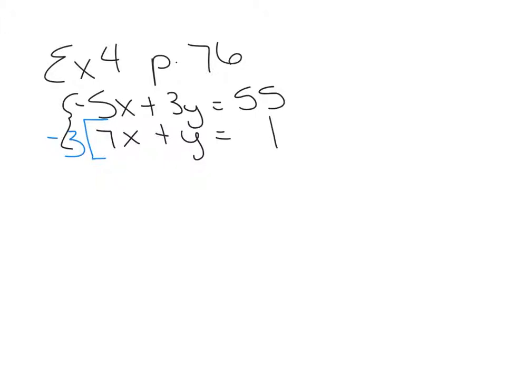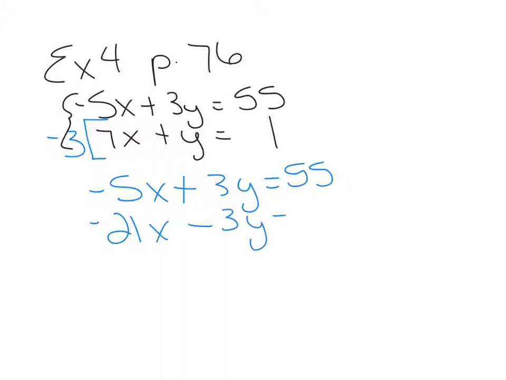So let's just bring down this first equation, negative 5x plus 3y equals 55. The second equation is going to turn into negative 21x minus 3y equals negative 3. Now these y's eliminate. One thing I do want to mention, because I see a lot of mistakes here, when you do this elimination, make sure these signs are opposite. If they are the same sign, they do not eliminate. They have to be one positive and one negative. Doesn't matter which order they're in, but they have to be opposite signs to actually eliminate.